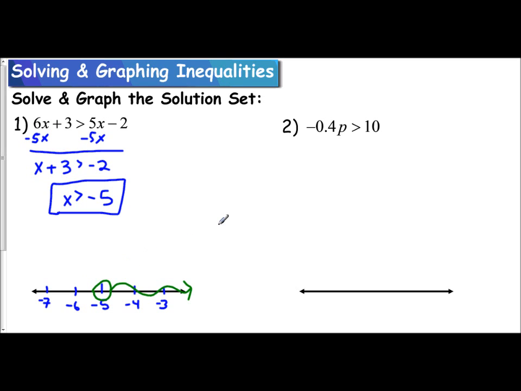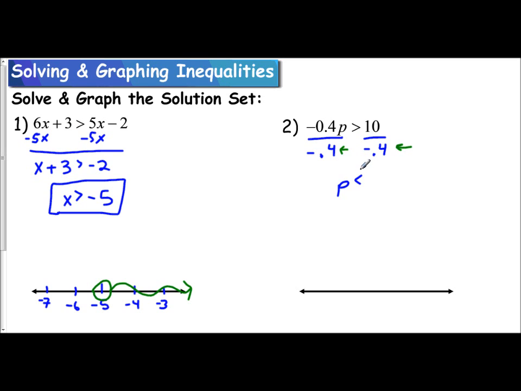Now let's try number 2. Negative 0.4p is greater than 10. So I'm going to get p by itself by dividing by the coefficient of negative 0.4. So if I do that to the left side, I'm going to do it to the right side. Now what happens here is p is all by itself, but I notice I divided by a negative number, which means that my inequality symbol switches from a greater than to a less than.